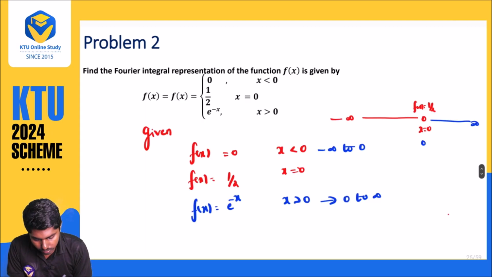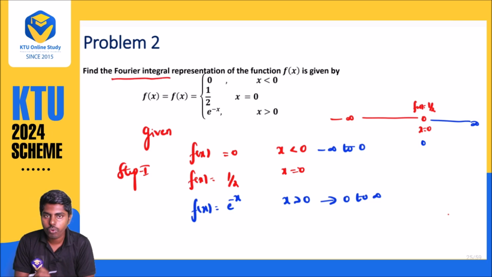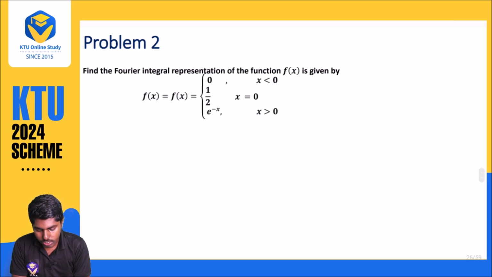So we have written the first step, step number 1. We have addressed the given f of x is equal to 0 when x is less than 0, and at x equal to 0 it is 1 by 2. f of x is equal to e power of minus x for x greater than 0. Greater than 0 means 0 to infinity, because we are dealing with the Fourier integral. Now the second step is the formula.